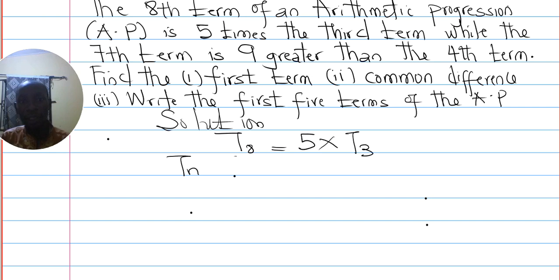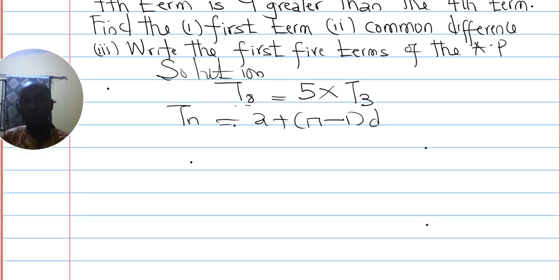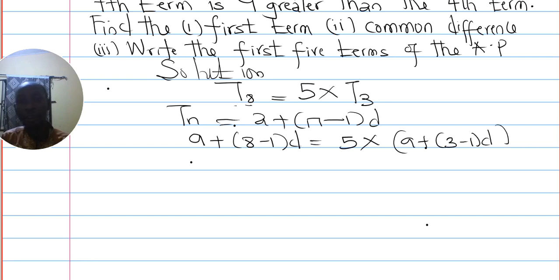Recall that Tn is equal to a plus (n minus 1) times d. This one is 8 here, right? You can say a plus (8 minus 1) times d equals 5 times (a plus (3 minus 1) times d). This gives us a plus 7d equal to 5 times (a plus 2d).